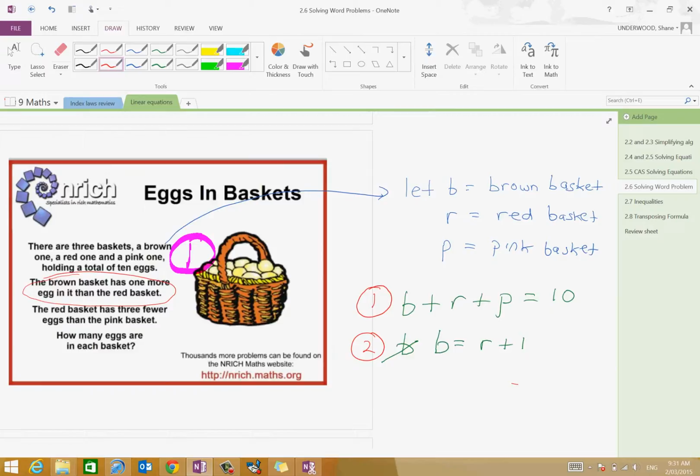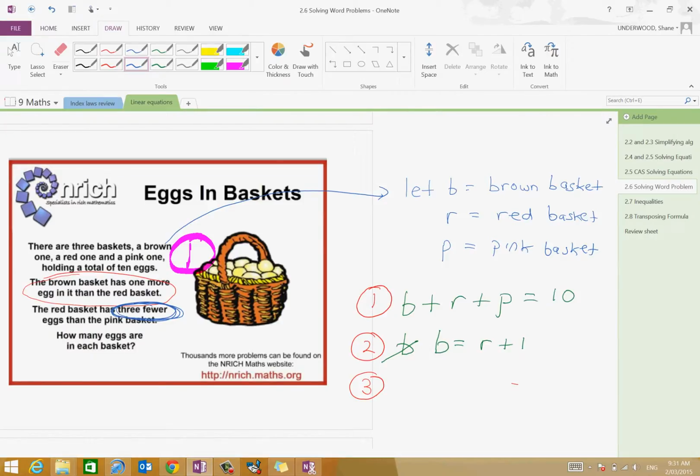This is a really tricky example, and we can use a CAS calculator to solve it. However, in our test, we're probably going to ask you to solve it by hand. Okay, we're not doing simultaneous equations. We'll be just writing out. Now we've just written 3 equations. Now the third one is the red basket has 3 fewer. Lockie, what does 3 fewer eggs mean? What do we do? Minus 3. So we subtract 3 from what?